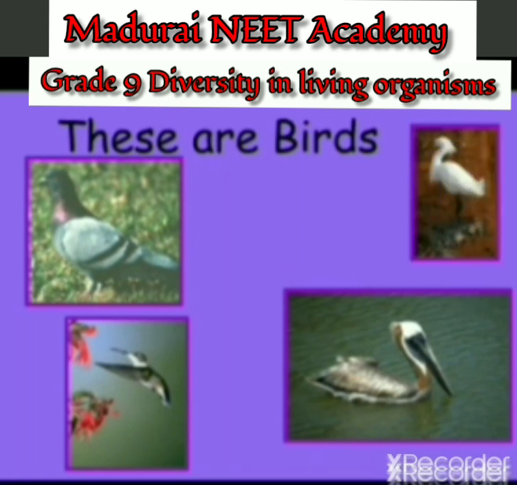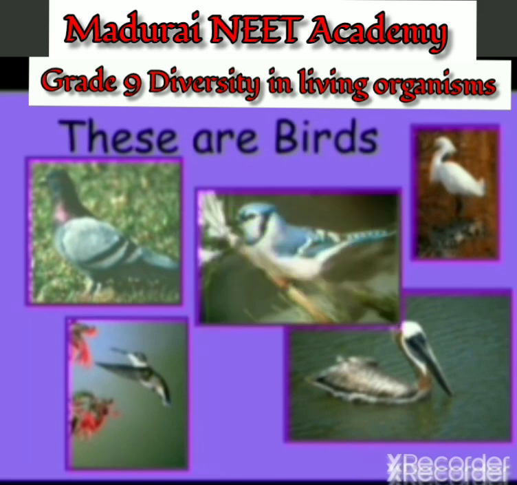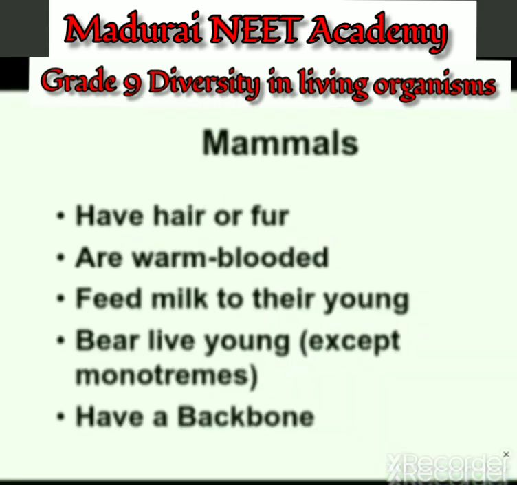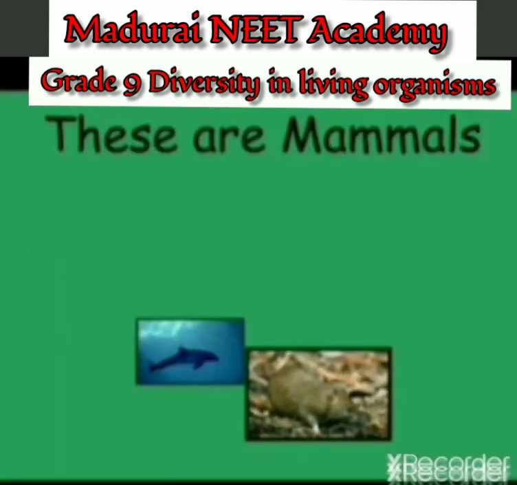The next class is mammals. Mammals are those which feed their young ones with their own milk, and they give birth to their offspring directly. They won't lay eggs. They are warm-blooded. Both birds and mammals are warm-blooded vertebrates, and they have very good backbones. They have hair and fur all over their body.